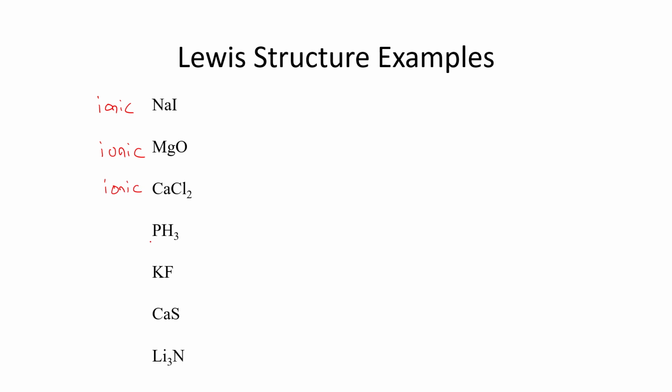The next one has phosphorus and hydrogen, which are 2 nonmetals. This is going to be covalent. The next one, potassium and fluorine, that is a metal, so it's ionic. Calcium, again, metal. And lithium is a metal.